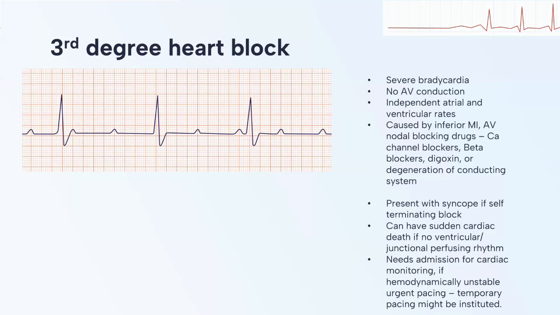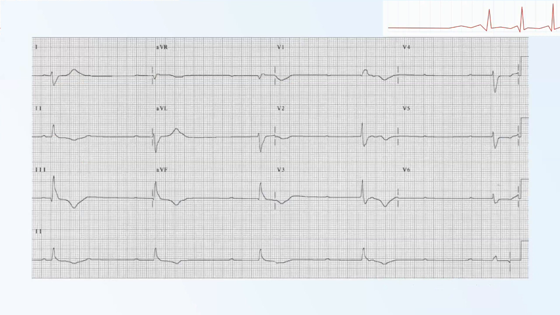But if they are hemodynamically unstable with low blood pressure, you'd want to consider either cutaneous or temporary pacing while they get to the permanent pacemaker. So this is an ECG of a third-degree heart block. The atria are going at 60 beats per minute, which is normal for the SA node, but you can see the ventricular rate is 27 per minute.